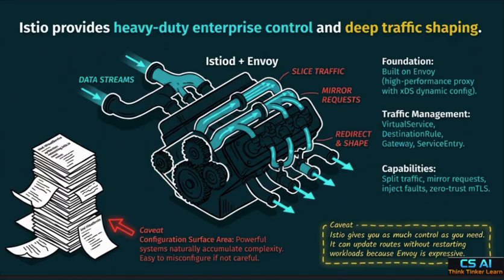Let's look at the heavy hitter, Istio. It provides heavy-duty enterprise control and deep traffic shaping. Built on the Envoy proxy, Istio is incredibly expressive. It uses components like virtual services and destination rules to split traffic, mirror requests, or inject faults for chaos engineering. It's the engine of choice for zero-trust mTLS. One caveat though, Istio has a massive configuration surface area. It gives you all the control you could ever need, but it's easy to misconfigure if you aren't careful.